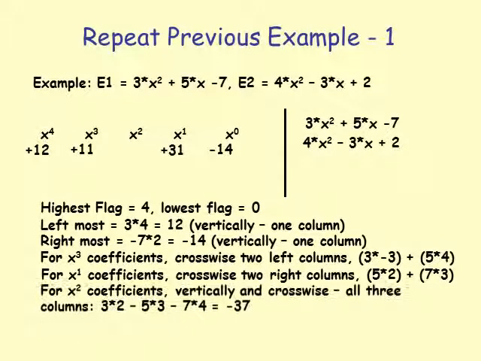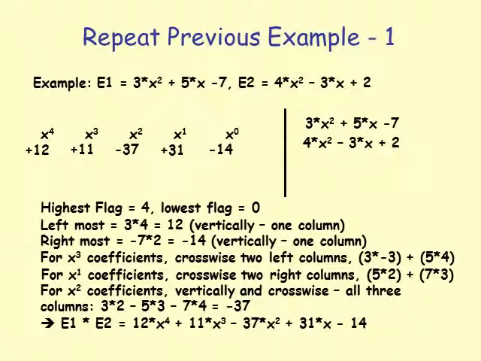Okay. Let's continue here. Now for x squared, we'll use all three columns here, and we'll have crosswise and vertically. Here's crosswise, here's vertically, and here crosswise. Multiply crosswise, 3 times 2 is 6. Next, multiply vertically here, 5 times minus 3 is minus 15. 6 minus 15 is minus 9. Then here minus 7 times plus 4 is minus 28. But minus 9 minus 28 is minus 37. So we have minus 37 in the x squared column.